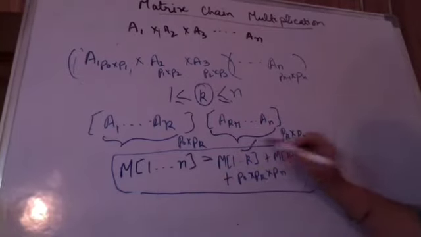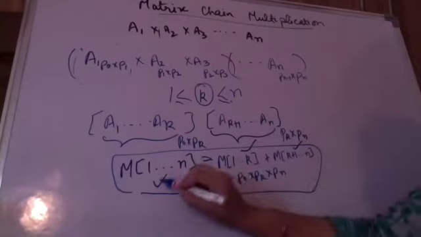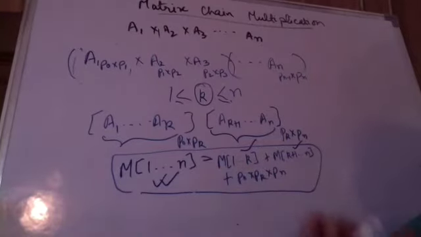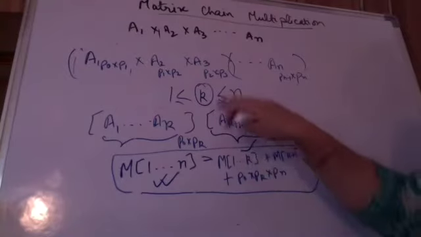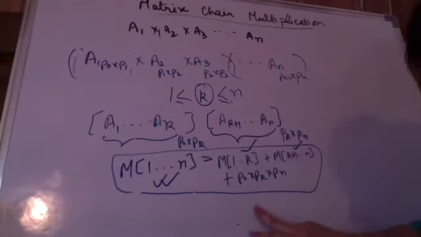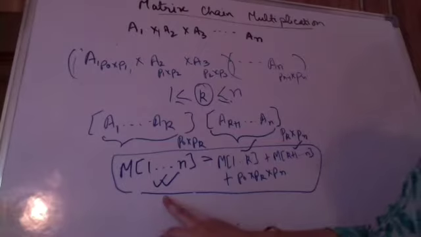Assuming this is optimal and this is optimal, this will be optimal. Assuming कि दोनों parenthesization optimal ही हैं and this k is also an optimal value, the final answer will be optimal, having the minimum number of scalar multiplications.